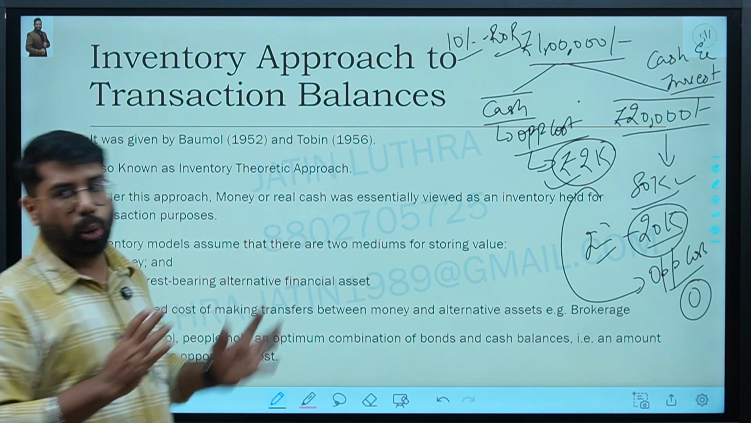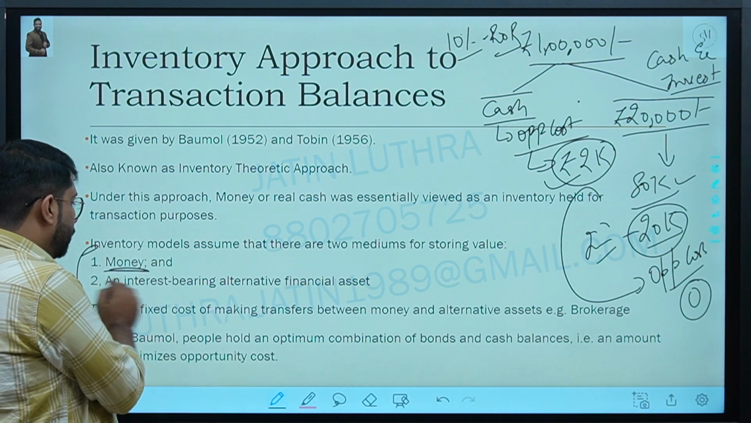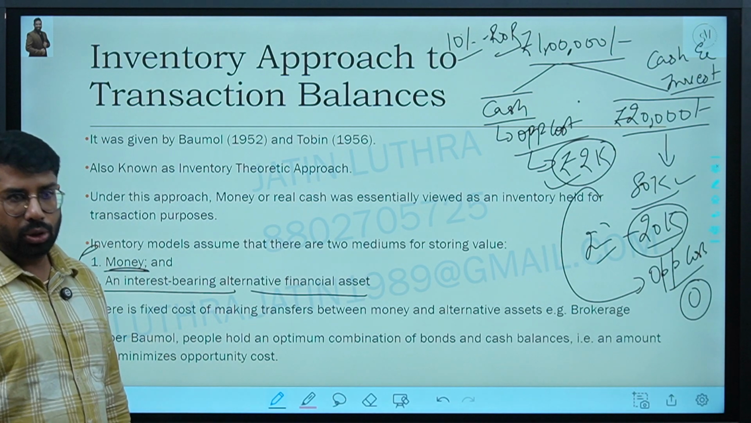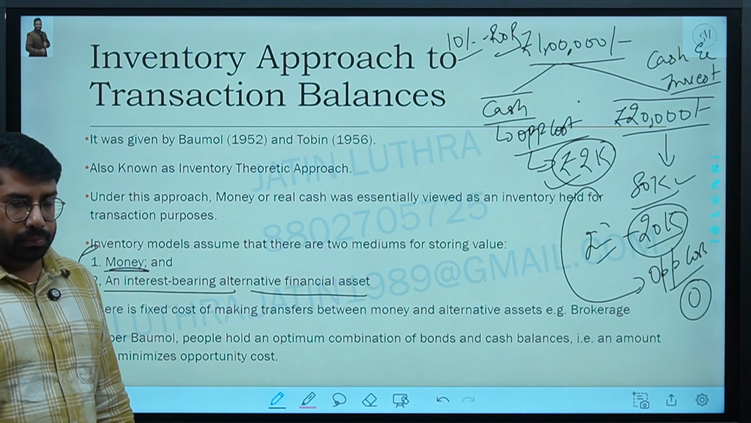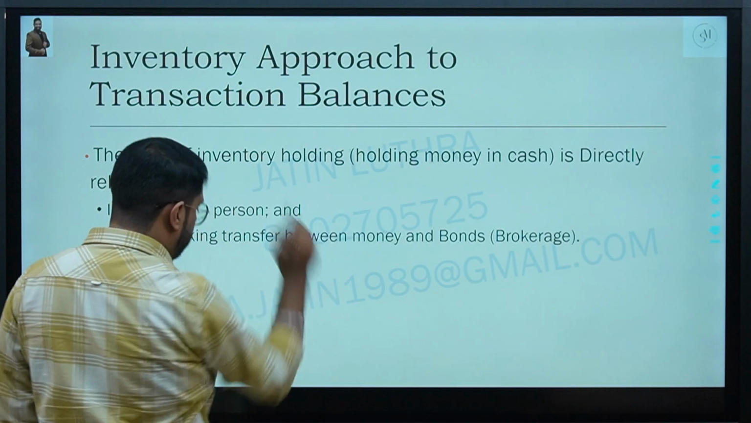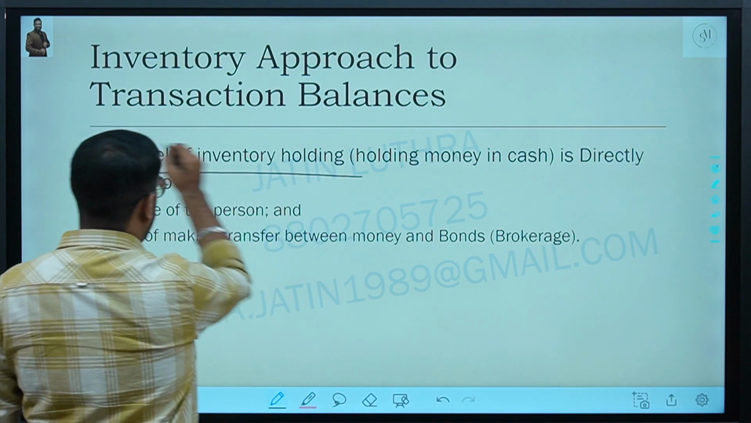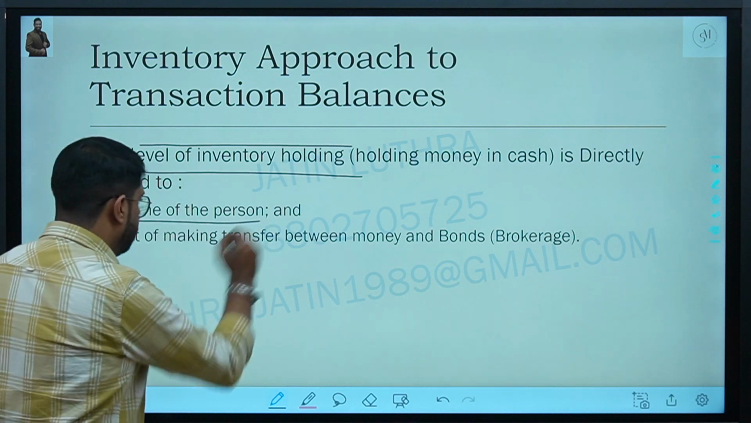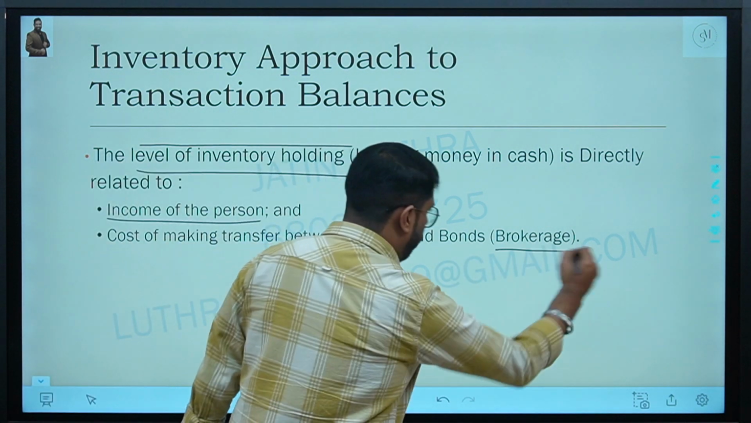That is the theory of Baumol. That is what this point is saying, that we should have cash and also interest bearing assets. Do we understand this, guys? Yes. Sure? Any doubts? Any question? How much money will you hold? It depends upon your income, and also it depends upon the brokerage you have to pay to buy the asset.